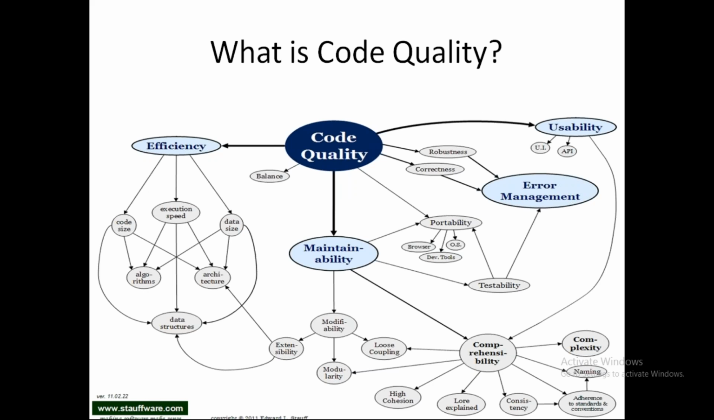Code quality may include many things. It is related to efficiency, maintainability, error management, testability, comprehensibility, usability, and so many other things. So code quality is a very vast domain, and you have to find out the code quality for many parameters. You have robustness, correctness, portability, execution speed, looping speed, and everything. We are going to find out the code quality for all these metrics, whatever is needed.